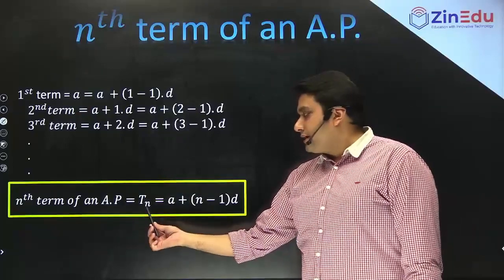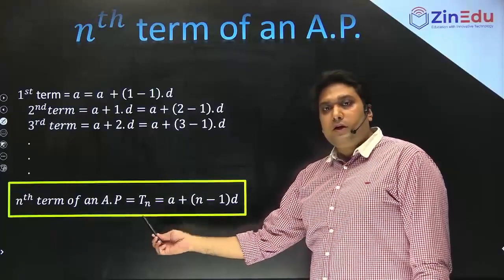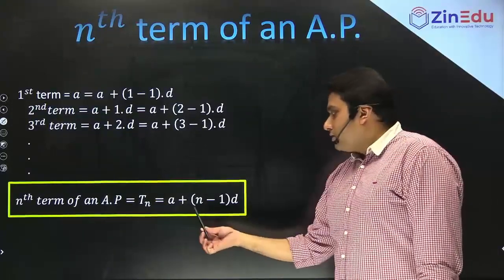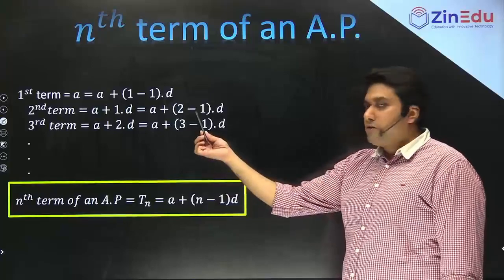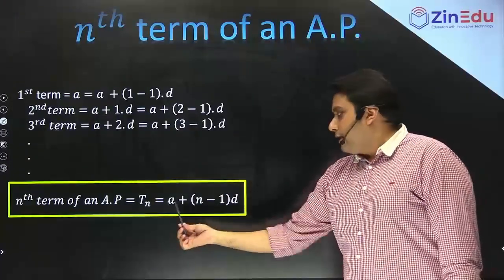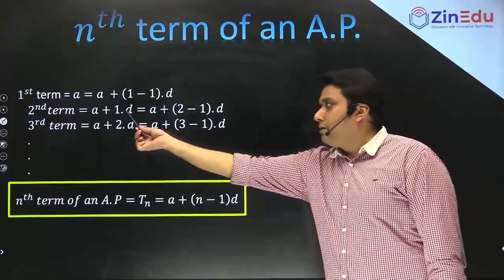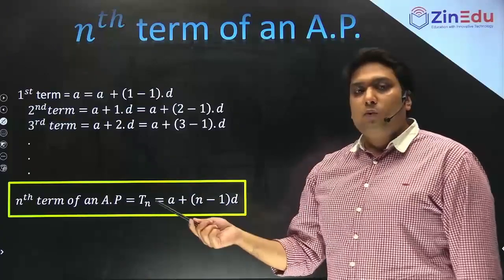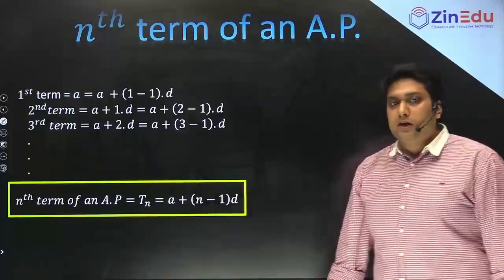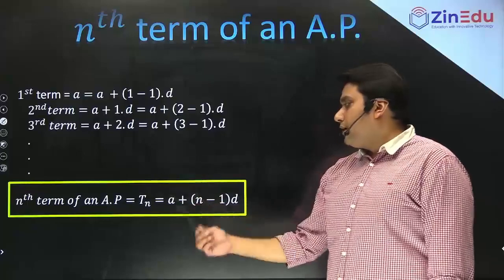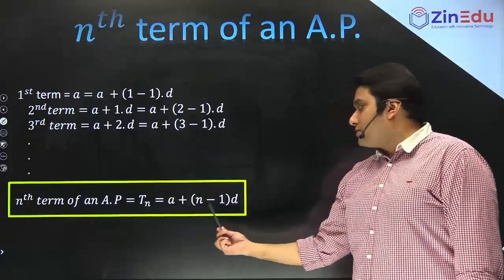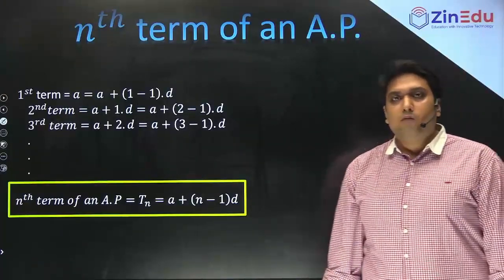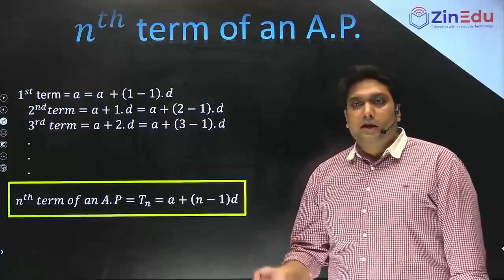If I am talking about the second term, and I put the value of n as 2, we'll get A plus 2 minus 1 into D, and we can verify it from the above. A plus 2 minus 1 into D will be A plus D, so that would be our second term. Supposing for a given sequence we need to find its 100th term, we just replace the value of n by 100. So T100 will be given by A plus 100 minus 1 into D, or I can say A plus 99D. So this is how we can get the nth term of an AP.